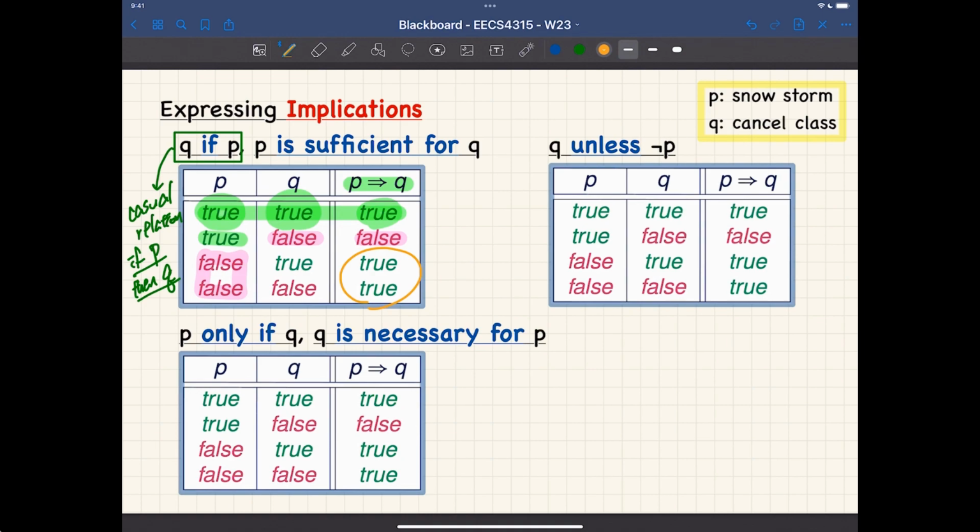So these two over here, when the cause is not true, then it doesn't matter what the consequence would be. The causal relationship would just not be violated anyway. Causal relationship is just not violated.